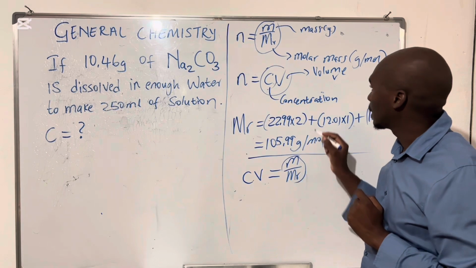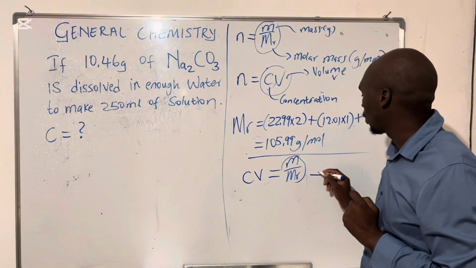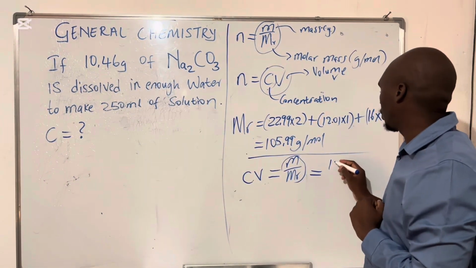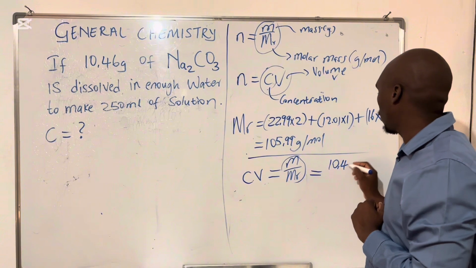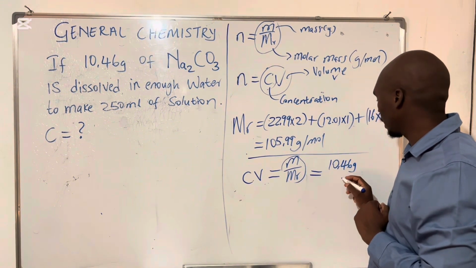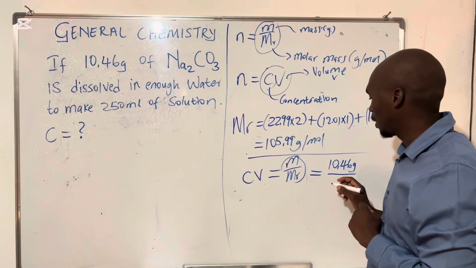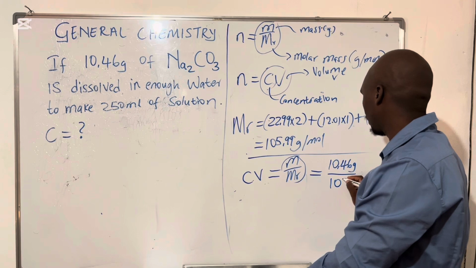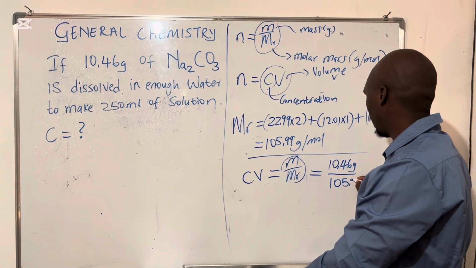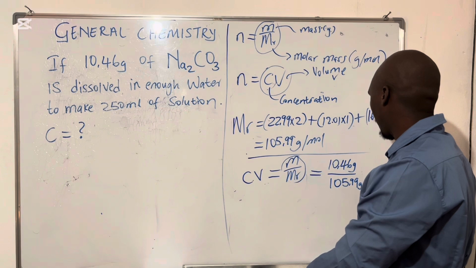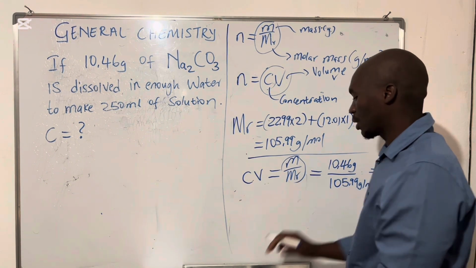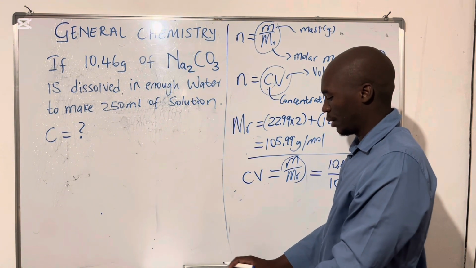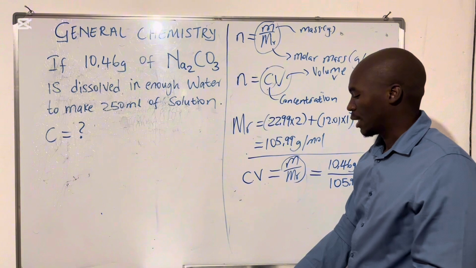So how do we find the number of mole? Number of mole is equal to mass. Mass is this one here, which is 10.46 gram. Then 10.46 gram, you divide by the molar mass, which is 105.99 gram per mole. So pause the video and quickly do that one and tell me what will be the answer. So let's press a calculator.